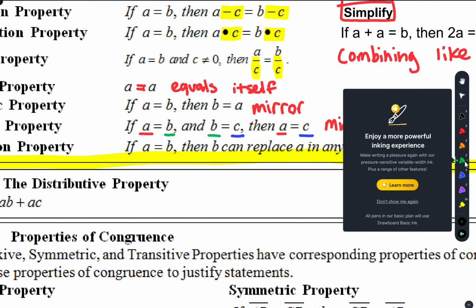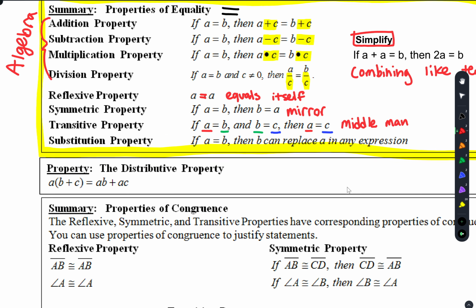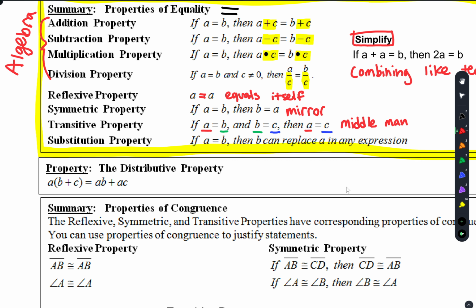Oops, middle. Man, I didn't finish writing that. So that is our transitive property of equality. Questions on that one?